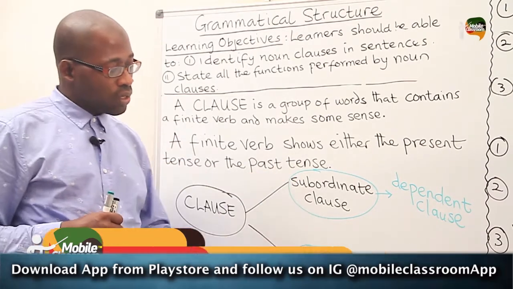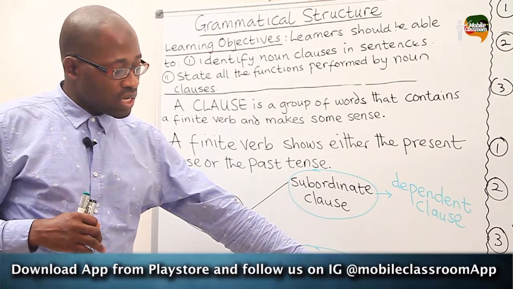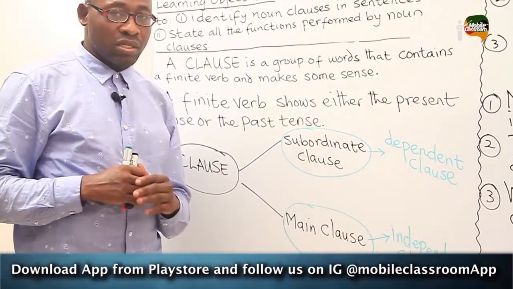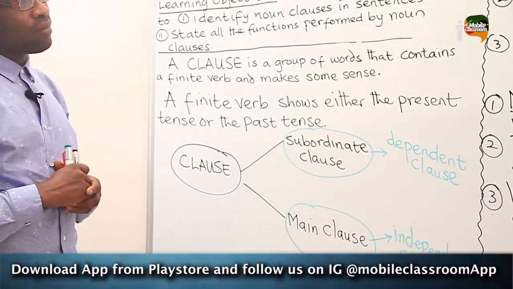But when you talk about the main clause, it's also otherwise known as the independent clause. And from the word independent, it doesn't have to depend on any other clause to make sense. It makes complete sense on its own. Now let's look at some of the examples we have on the board.